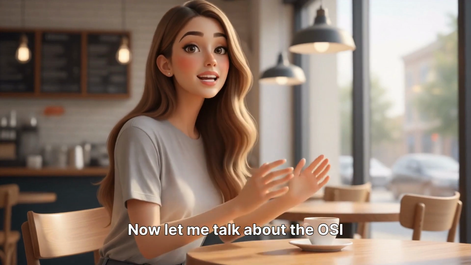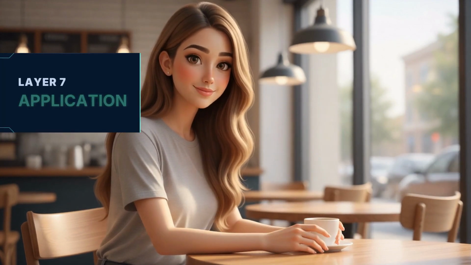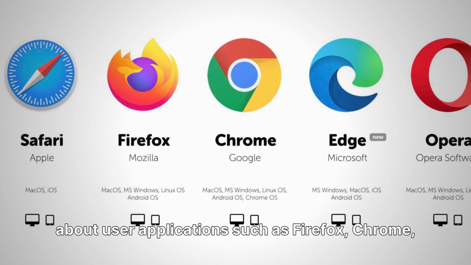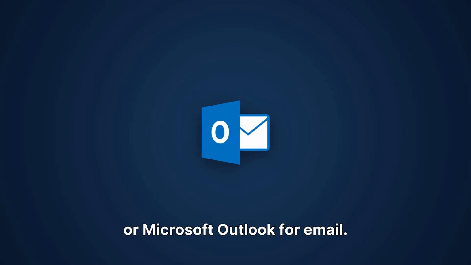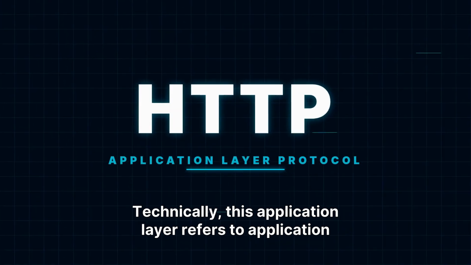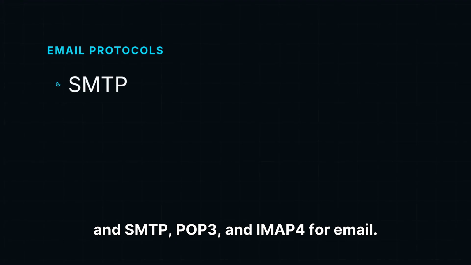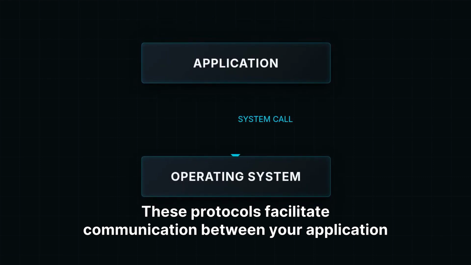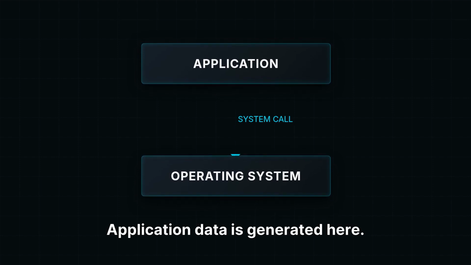Now, let me talk about the OSI model layer by layer. Let me start with layer 7, application. In non-technical terms, the application layer is about user applications, such as Firefox, Chrome, or Safari for websites, or Microsoft Outlook for email. Technically, this application layer refers to application protocols such as HTTP for web pages, and SMTP, POP3, and IMAP4 for email. These protocols facilitate communication between your application and your operating system. Application data is generated here.